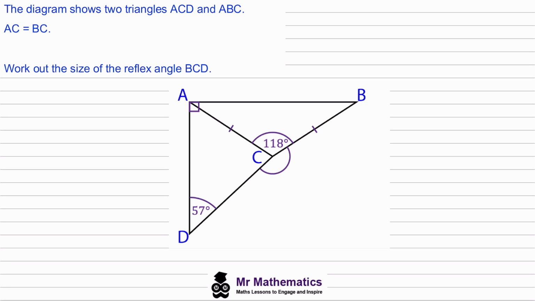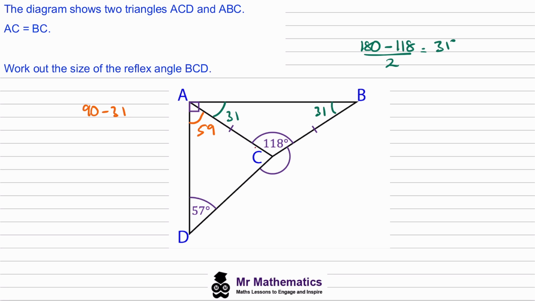Okay, so welcome back. If these two lengths are equal, and their opposite angles are equal, then these two will be the same. So we'll have 180 take away 118, divided by 2. And this will give us 31 degrees. So each of these are 31. And then to work out this angle, well, this is a right angle, so it's 90 degrees. So the orange angle will be the difference between the 90 and the 31. So this will be 59 degrees.